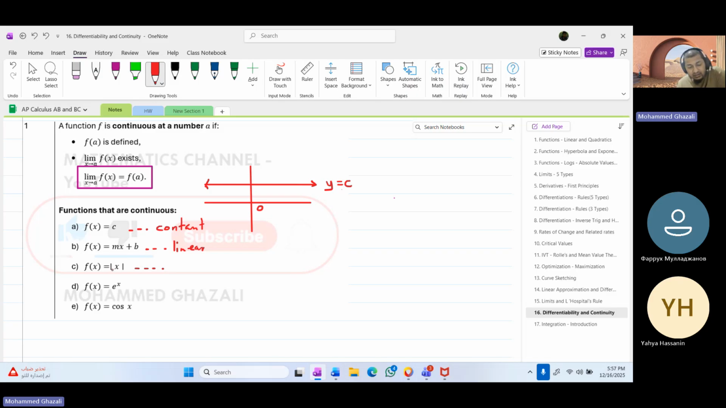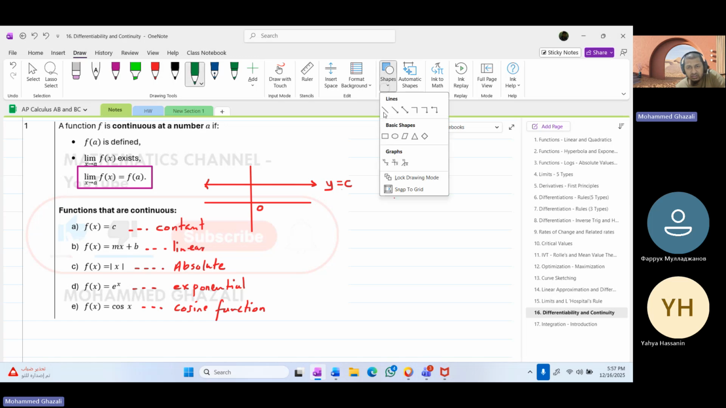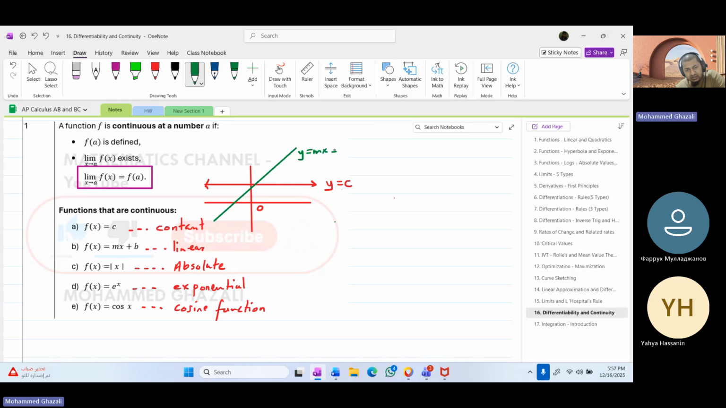What is the domain here? Yeah. Positive and negative. This is the absolute value function. What is this? Exponential functions. All exponential functions are continuous. And most of the trig sine and cos functions are continuous. That's a cosine function. Okay. So we can look at the general graph for each one. Linear function, let's look at the linear function. A linear function looks like this. y equals mx plus b.